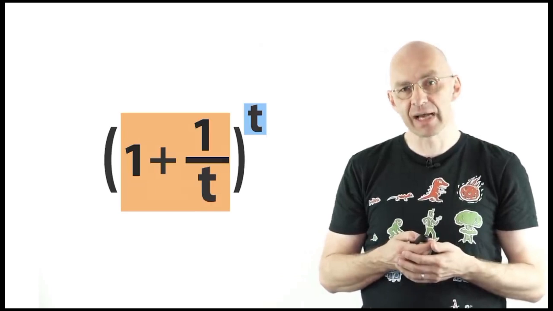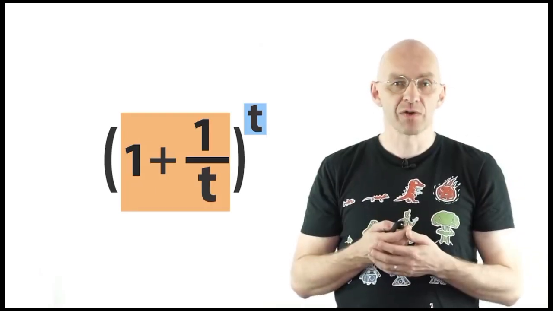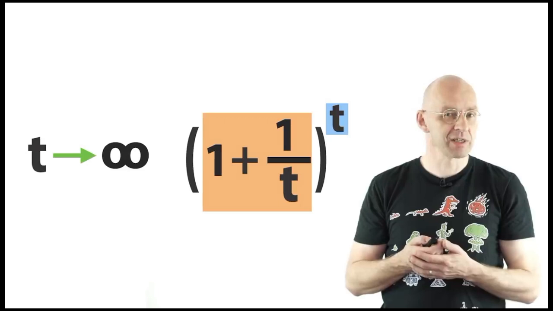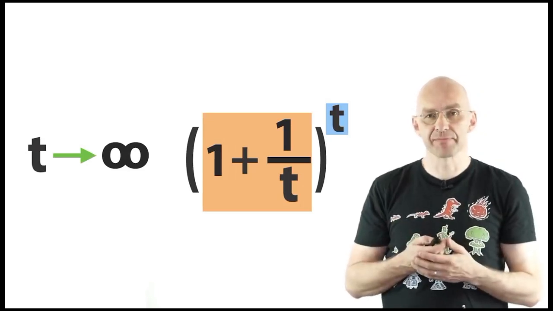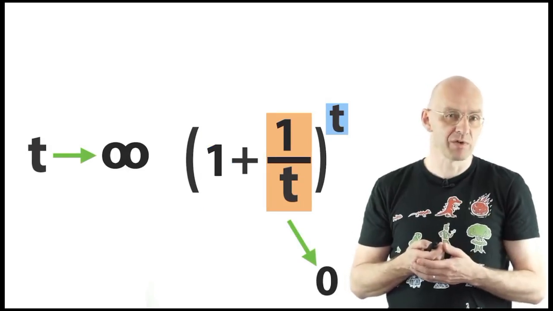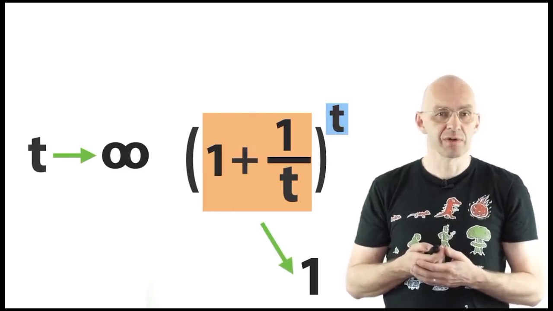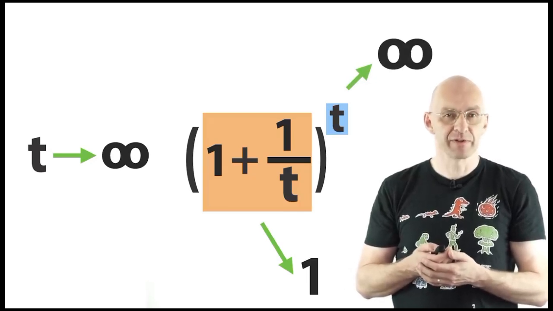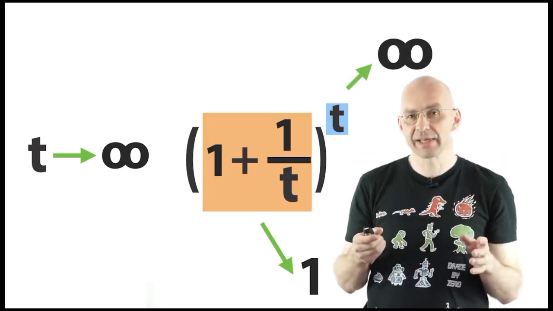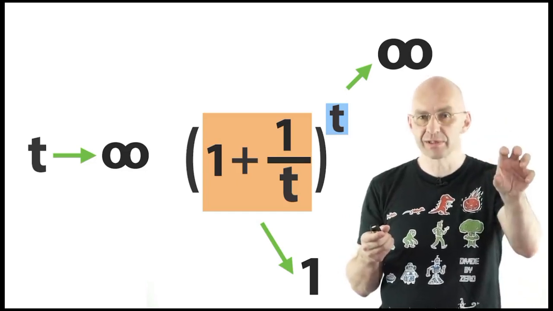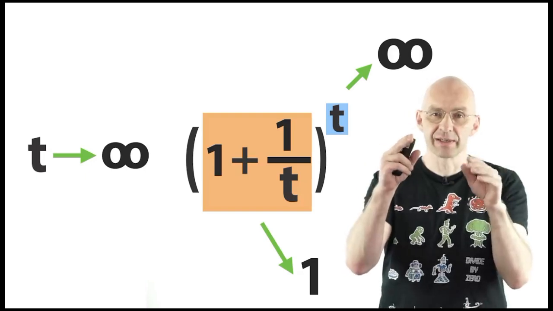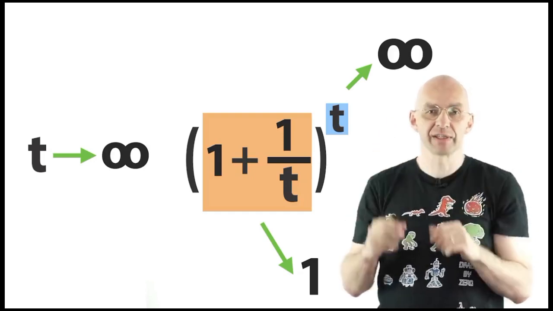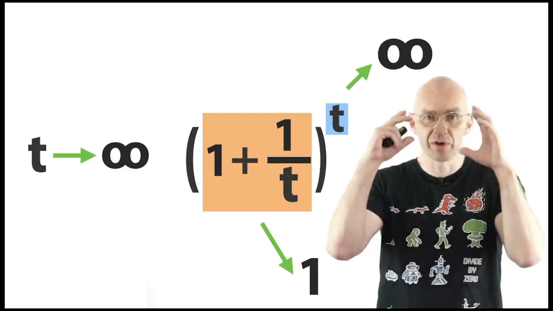Okay, so here's a really famous example of something like this. 1 plus 1 over t to the power of t. So here the critical value is actually infinity, so t gets bigger and bigger. And as t gets bigger and bigger, this 1 over t will approach 0. And so the whole orange bit will approach 1. And of course, the exponent will approach infinity. And it's really, really important to say that you can't do first the one limit and then the other one. It's really the speed at which one expression goes to 1 and the other expression goes to infinity that determines the behavior of the whole expression.